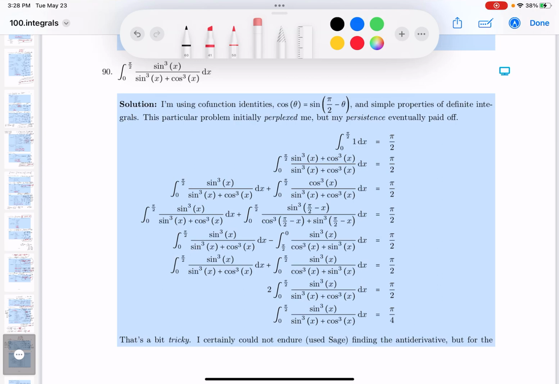Okay, I'll be honest, when I first saw this problem, I got stuck with it. There's no doubt about it. I kept looking at it, looking at it, looking at it, and it was tough to get through.